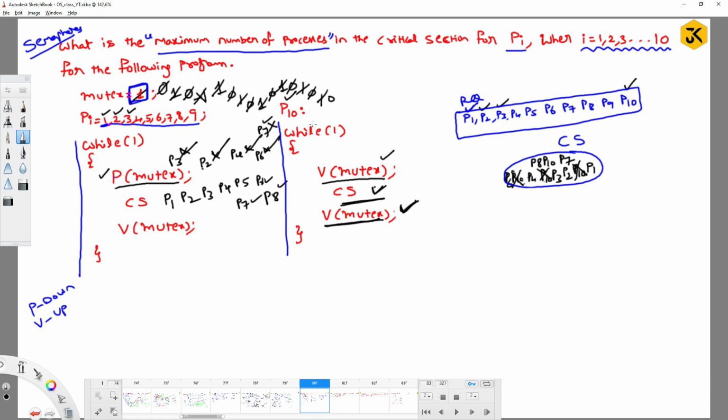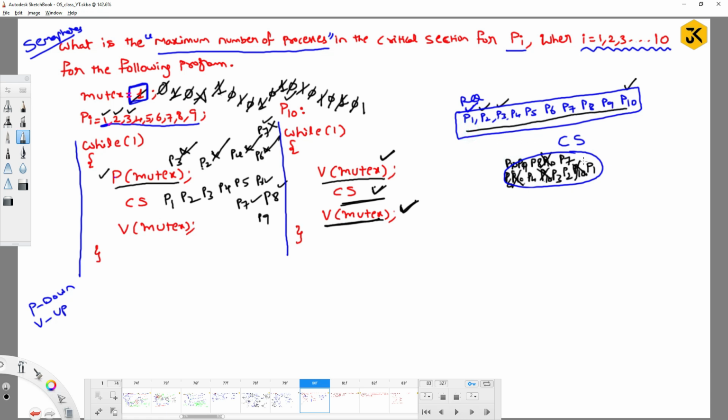Now is P9 allowed? No. But if P10 wants to come out, it increments its value. Yes, it comes out. Then can P9 be allowed? Yes, by decrementing its value to 0. Now P10. Now try to observe. P9 has entered. Now P10 has entered, yes, by incrementing its value to 1. Right? Have all the processes completed?